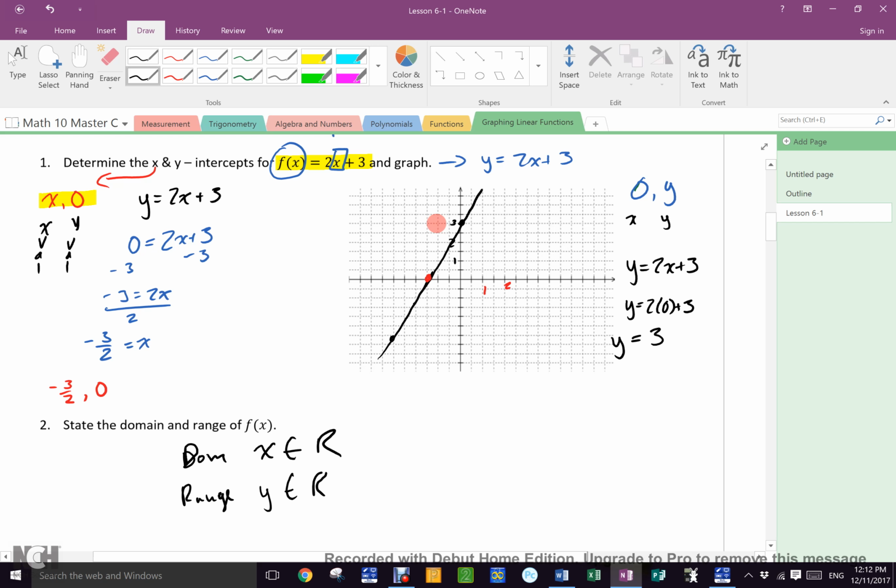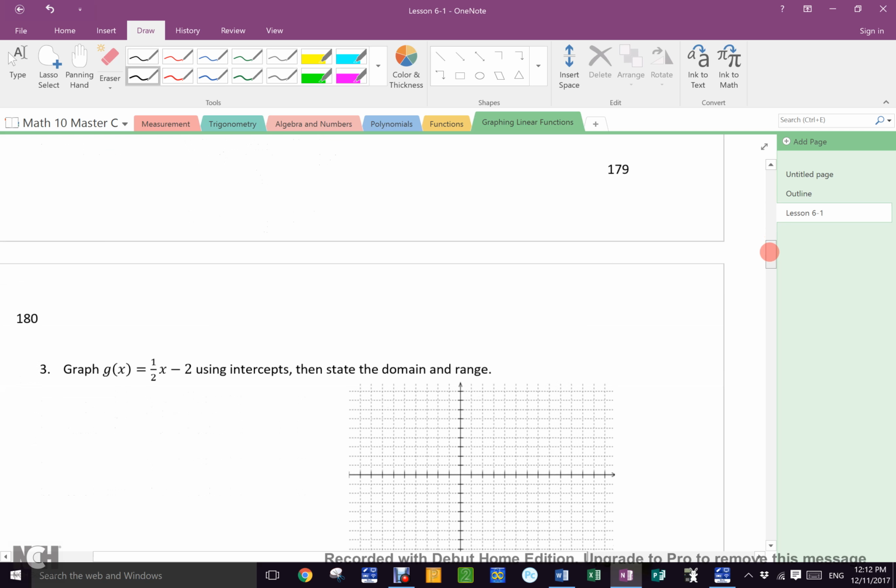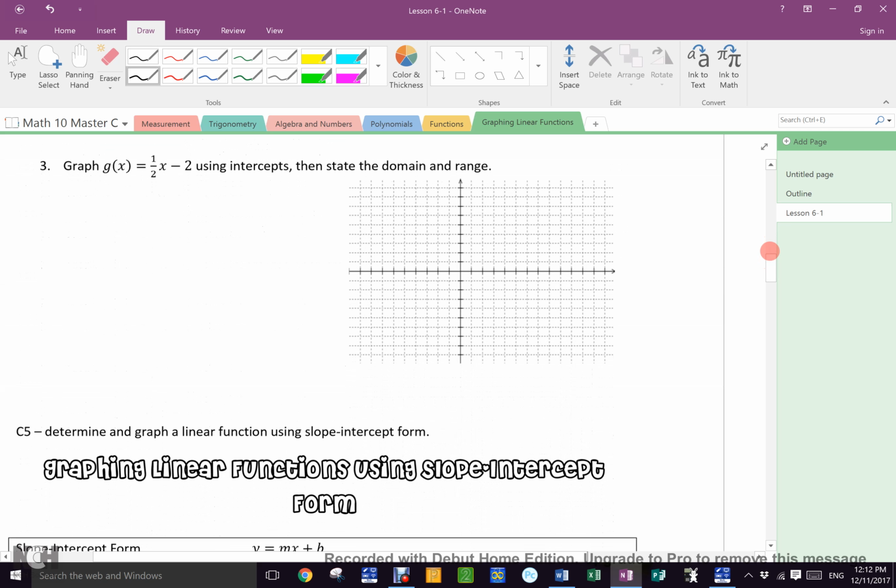Everybody good? All right, let's try to do one that's a little bit harder. Turn the page over. What makes number 3 a little bit harder? It's got a fraction, but are fractions anything to be scared of? Of course not, because we know how to do math. What is every single X-intercept?